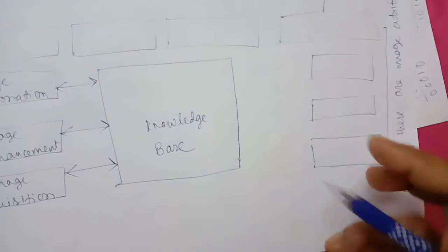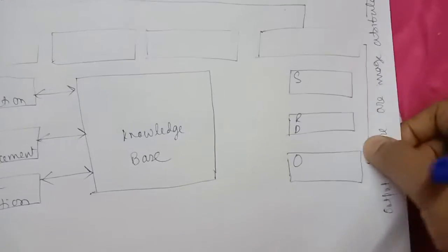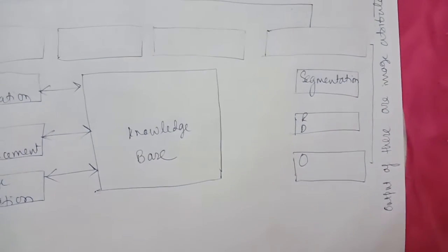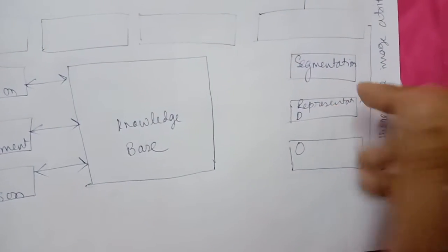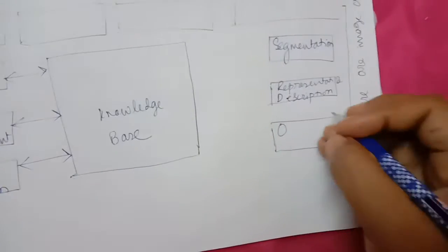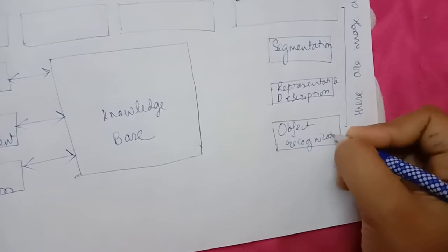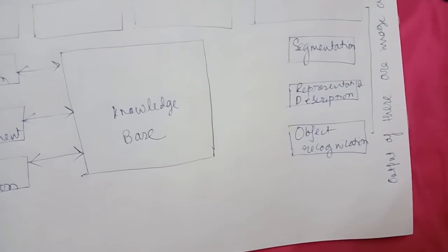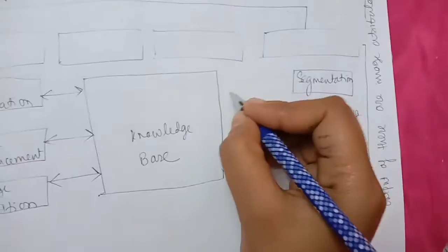Now coming to these three parts: S, R, D, O. S for segmentation. R for representation. See, here R was restoration; this R is representation. And D is description. O for object recognition, or you can remember it as OR. What was it? IRIEASRDO. Say with me: IRIEASRDO. Again, these arrows.